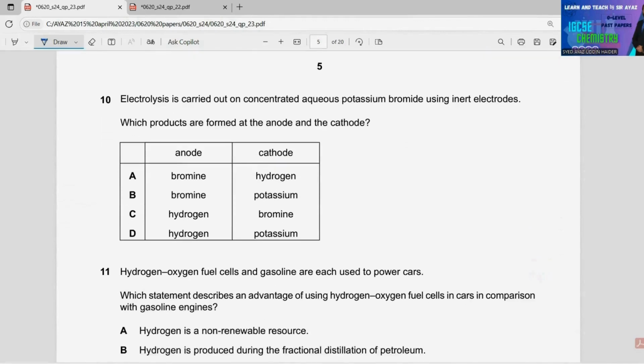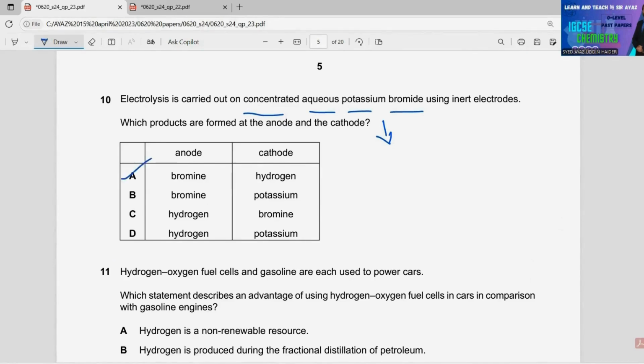Number 10. Electrolysis is carried out on concentrated aqueous potassium bromide using inert electrodes. Which products are formed at the anode and the cathode? Now you have concentrated aqueous potassium bromide. So you know potassium is highly reactive, so you won't get potassium at cathode. At cathode, you will definitely get hydrogen.